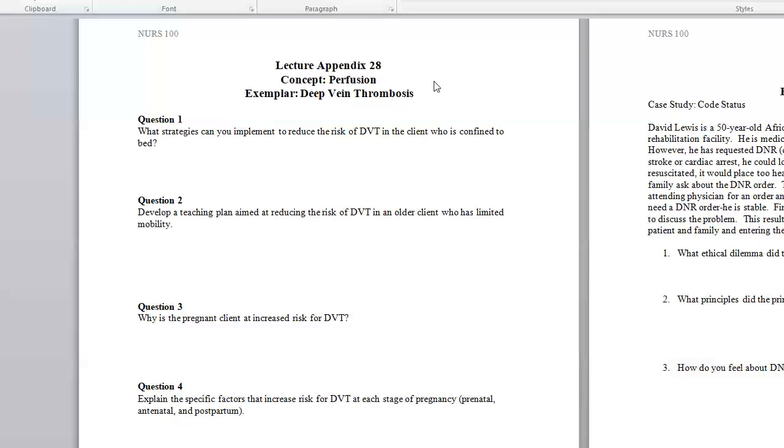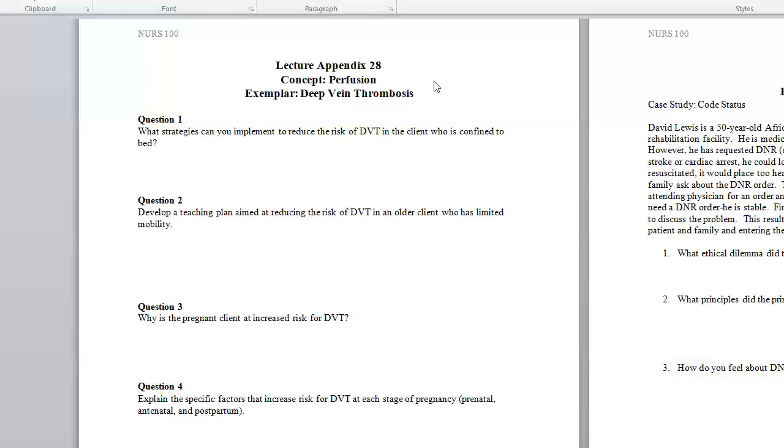Explain the specific factors that increase risk for DVTs at each stage of pregnancy: prenatal, antenatal, and postpartum. Obviously, prenatal are birth control pills or anyone that has a history of a DVT. Antenatal is increase in the size of the uterus, and hormonal changes contribute to DVT, as discussed in question 3. And then postpartum, still at rest during the immediate postpartum period until the hormones begin to return to normal, as well as a woman's activity returning to normal as well.